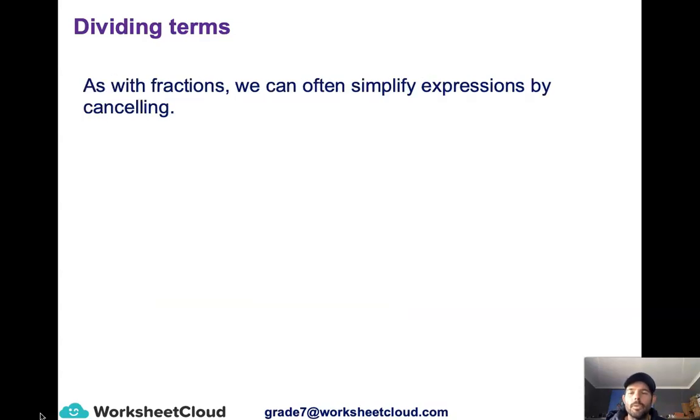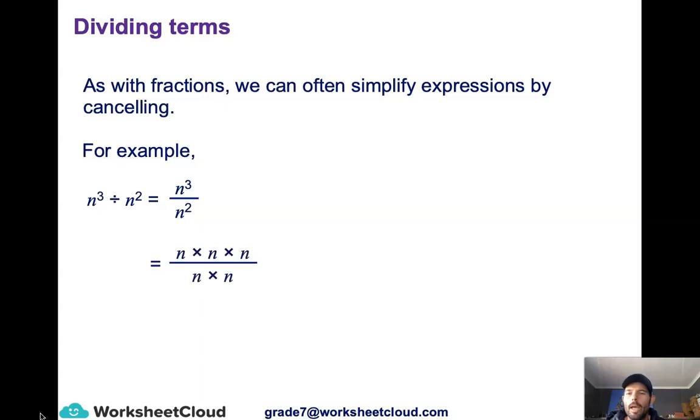So if we divide terms, the same as with fractions, we can simplify expressions by cancelling. So what do we mean by that? If I have n cubed divided by n squared, we can write it as n cubed over n squared, as indicated in the fraction. And now we can have a look at writing it out in full. N cubed is n times n times n, and n squared is n times n. And now we can simply cancel out. That n cancels with that n, and again the second n cancels with the second n. So now we're left with 1. In the numerator, we're left with 1 times n, which is equal to n. And in the denominator, we're left with 1 times 1, which is 1. So essentially, we've got n over 1, and that is equal to n, because anything over 1 is equal to that anything.